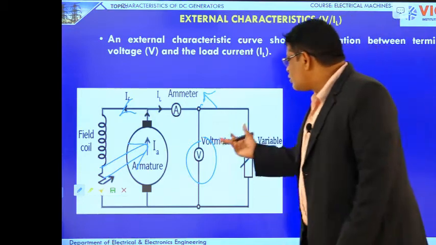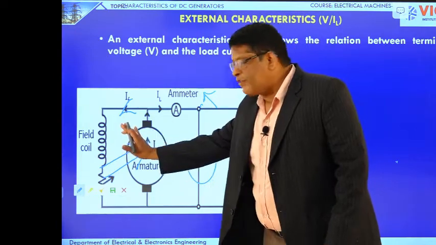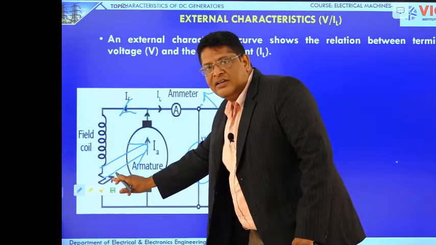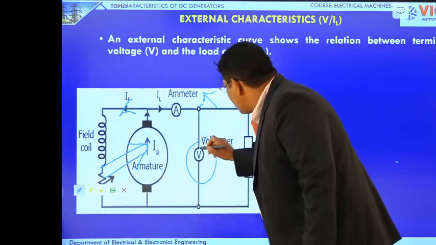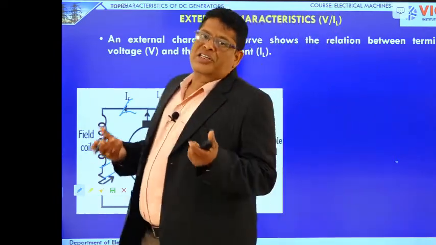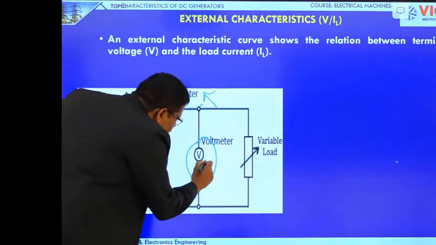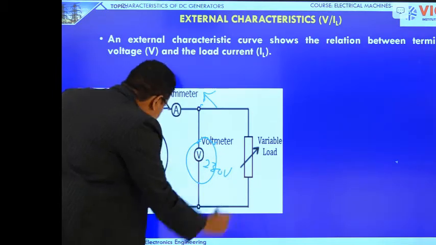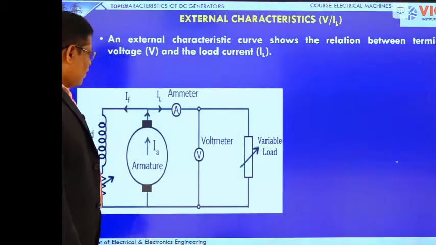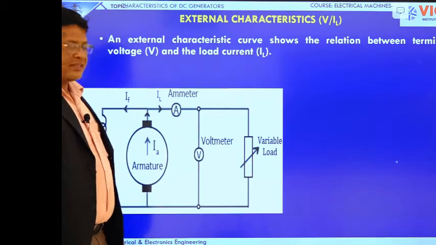So how do we achieve this rated voltage? First, we run the armature at rated speed by means of a DC motor or any prime mover. Next, by changing the field current, set the voltmeter reading to the rated voltage of the generator. Suppose the rated voltage of the generator is 230 volts. Up to reaching 230 volts, you change the field current.